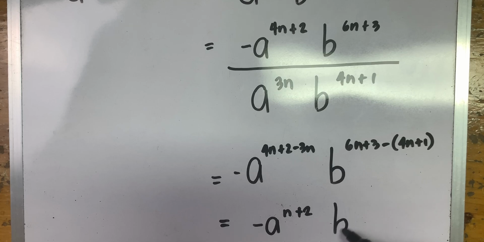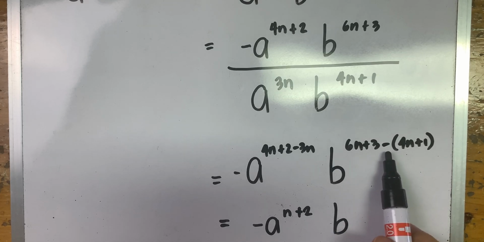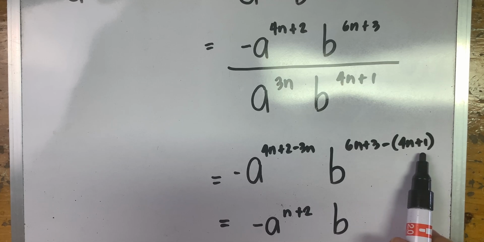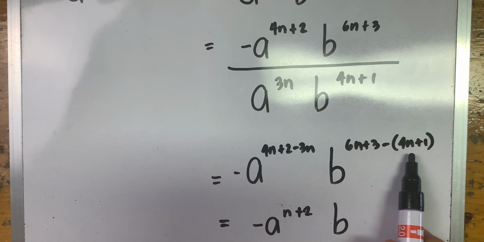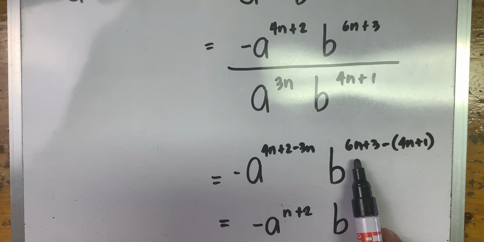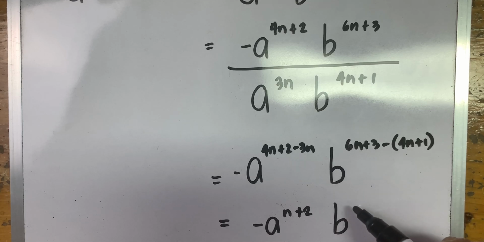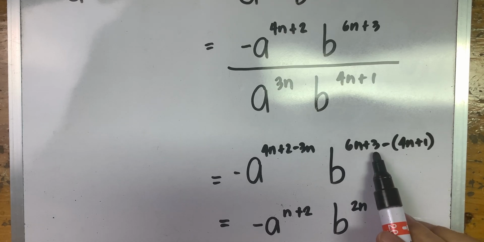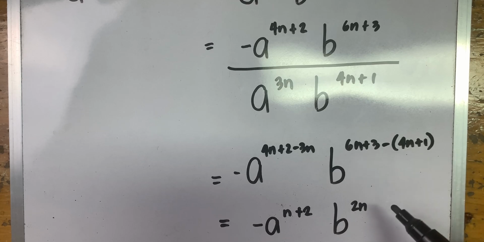Sa B, ganun din. Remember, negative ang sign dito before the parenthesis. So, dapat i-distribute natin yung negative sa bawat term sa loob. So, 4n will become negative 4n. So, 6n minus 4n is 2n. 3 minus 1 is positive 2. So, there. Ito yung final answer natin para sa example na to.